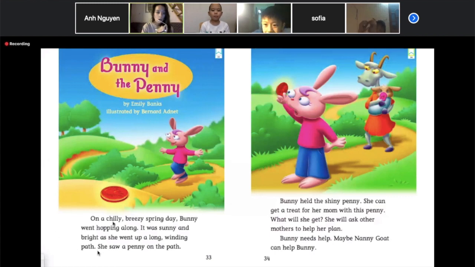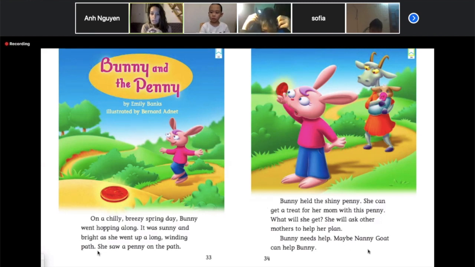On a chilly, breezy spring day, Bunny went hopping along. It was sunny and bright as she went up a long, winding path. She saw a penny on the path. Bunny held the shiny penny. She can get a treat for her mom with this penny. What will she get? She will ask other mothers to help her plan.